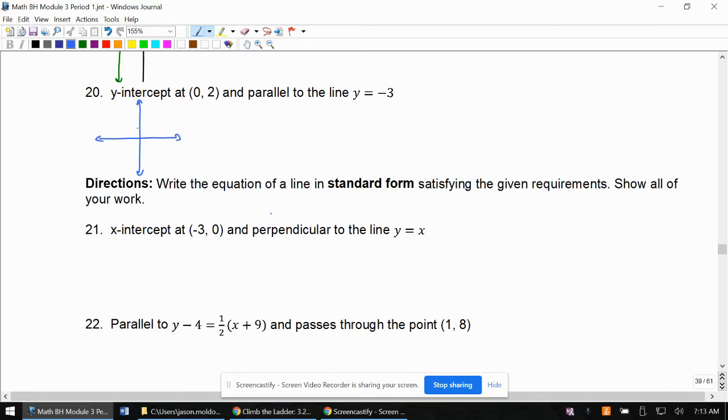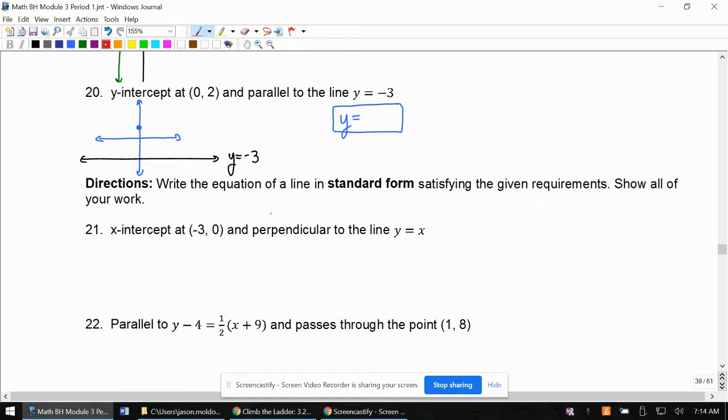So (0, 2) is here. And we have a line at y equals -3. So if we want a line that's parallel to this black line, it has a slope of 0. So our new line also needs to have a slope of 0, which means that our new line also needs to come in the form y equals a number.